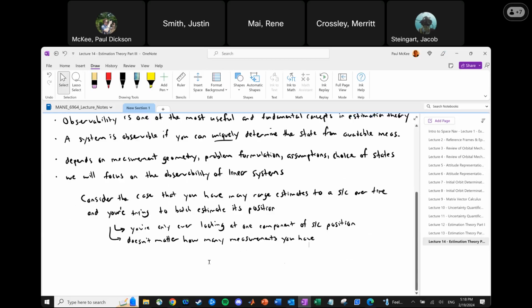There are situations where you might have more equations or more measurements than you know what to do with, and it still won't be enough. So recall, and I might take a second here, consider the case that you have many range estimates to a spacecraft over time from the same ground station. That might not have been obvious, just to be clear.